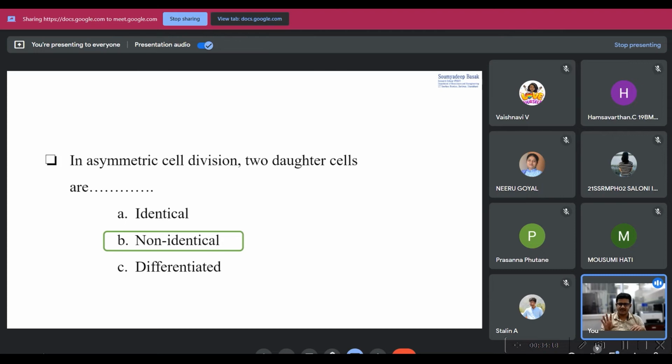In asymmetric cell division, one cell has the self-renewal property and the other is lineage specific. So the two daughter cells will not be identical. They are non-identical.